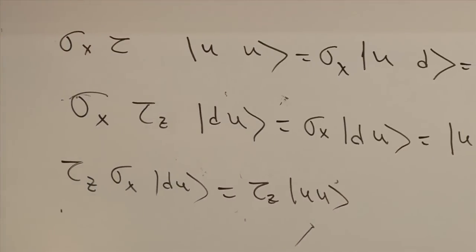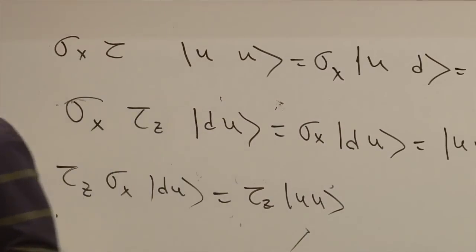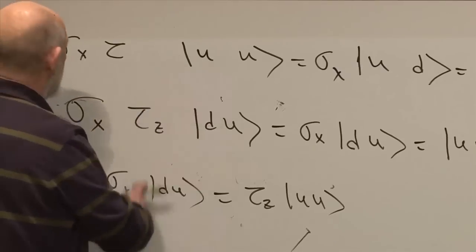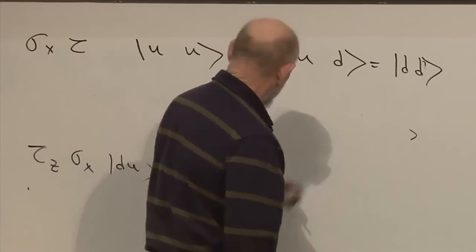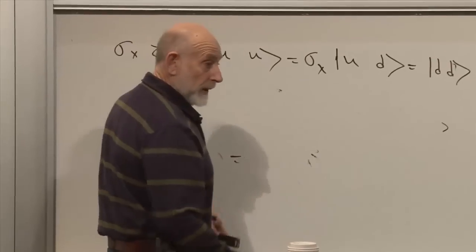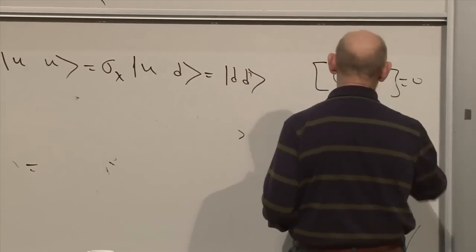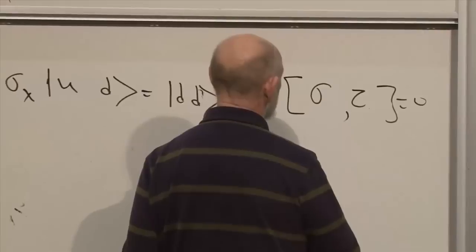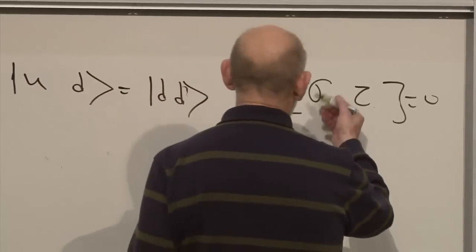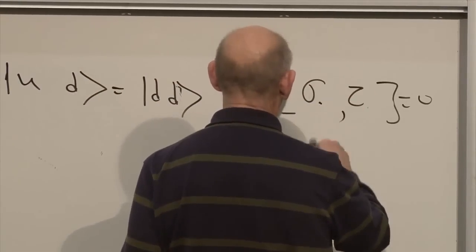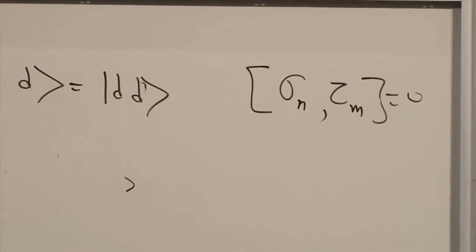And you can sort of see why. If they're acting on separate indices, it doesn't matter which way you order them. This is very general. It doesn't matter which state you take or which component you take. Any component of sigma commutes with any component of tau. You can check that just by knowing how they act. So we can say sigma n and tau m, for any n and m, they commute.